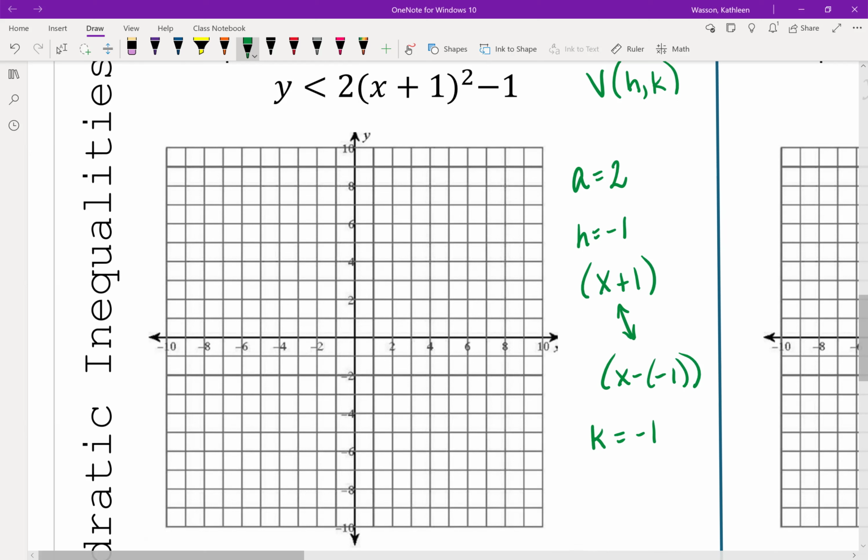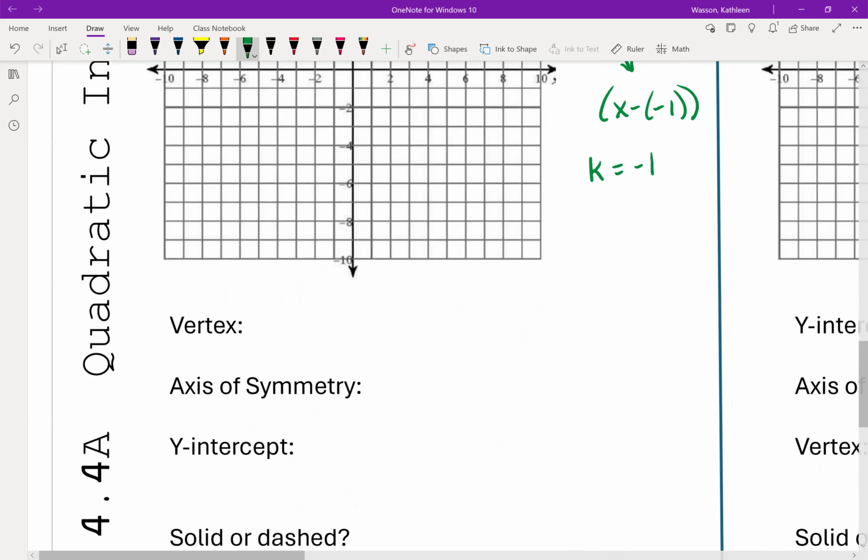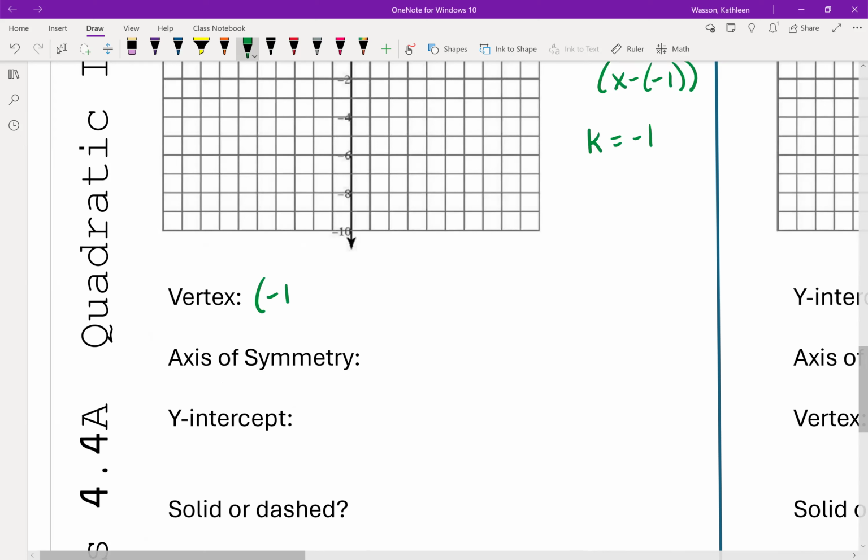Since (h, k) is the vertex, when it asks for the vertex right below this, I would say that it's (-1, -1). And we can plot that point. Go ahead and plot that.